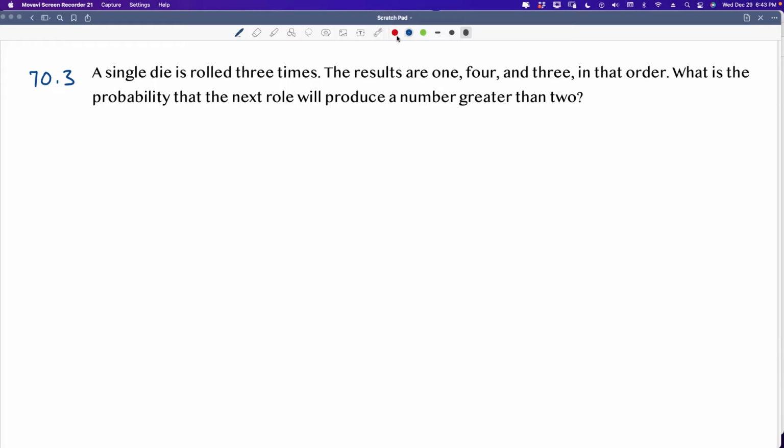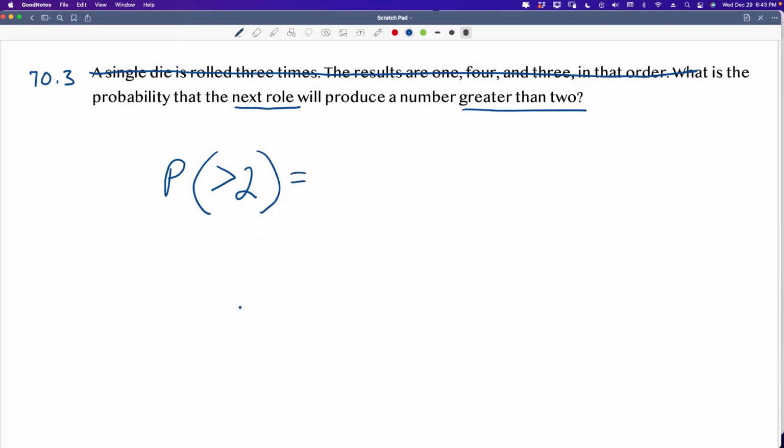Okay, we've already established we don't care what happened in the past. It does not matter what happened before. What is the probability that the next roll, that's all we're worried about, the next roll, will produce a number greater than 2? So the probability that the next roll will be greater than 2, that's how we would write that, would be, sometimes it helps to make a sketch of what you're doing.